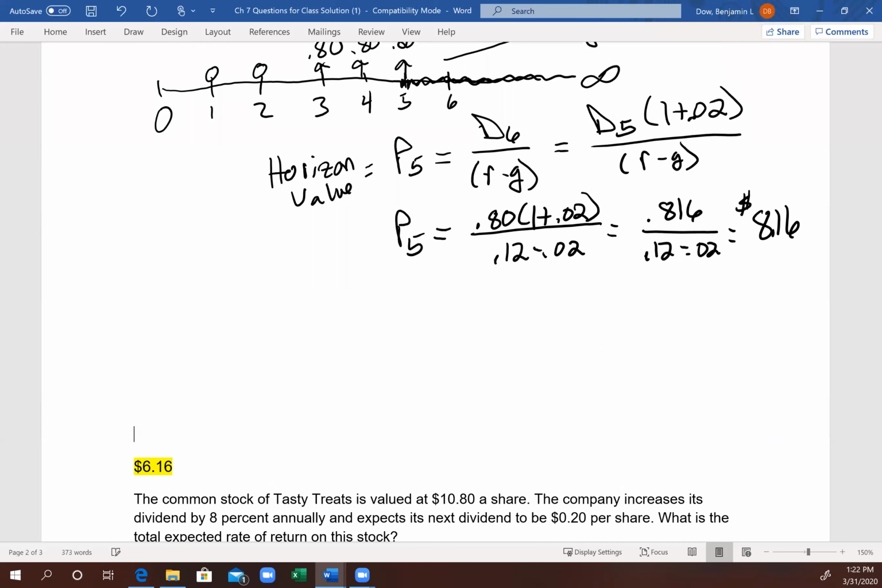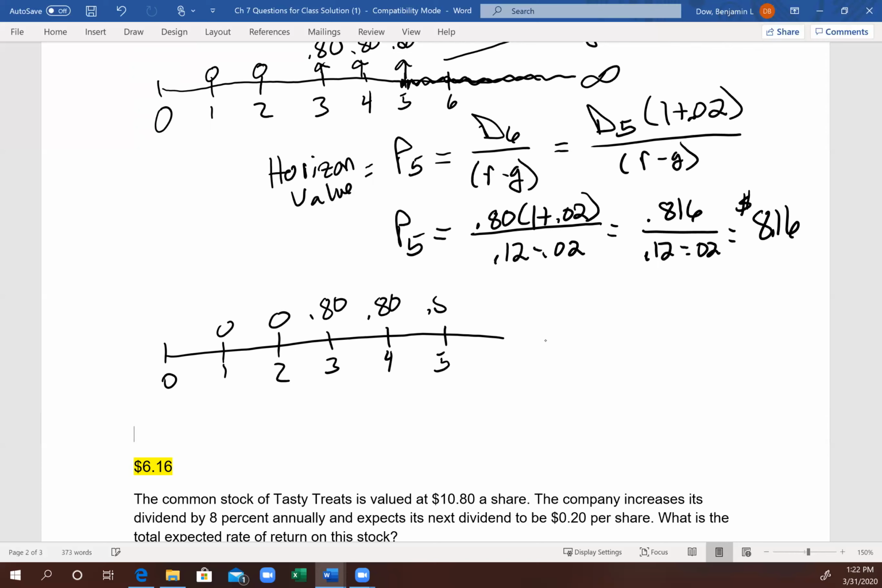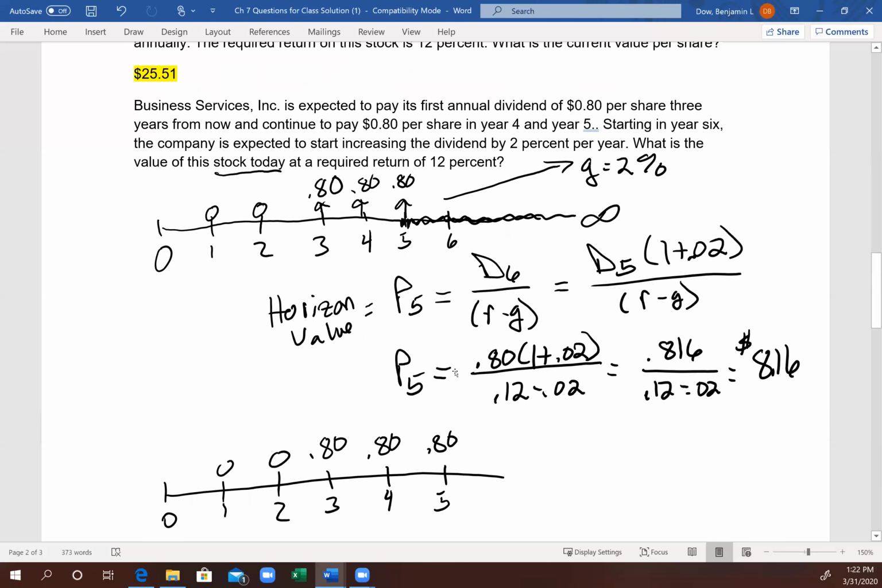All we found was the horizon value. So we got $0 in year 1, $0 in year 2, 80 cents in year 3, 80 cents in year 4, and in year 5 we get 80 cents. Plus now we've substituted everything after year 5, the part that was growing at a constant perpetuity. We've substituted all this in for $8.16.